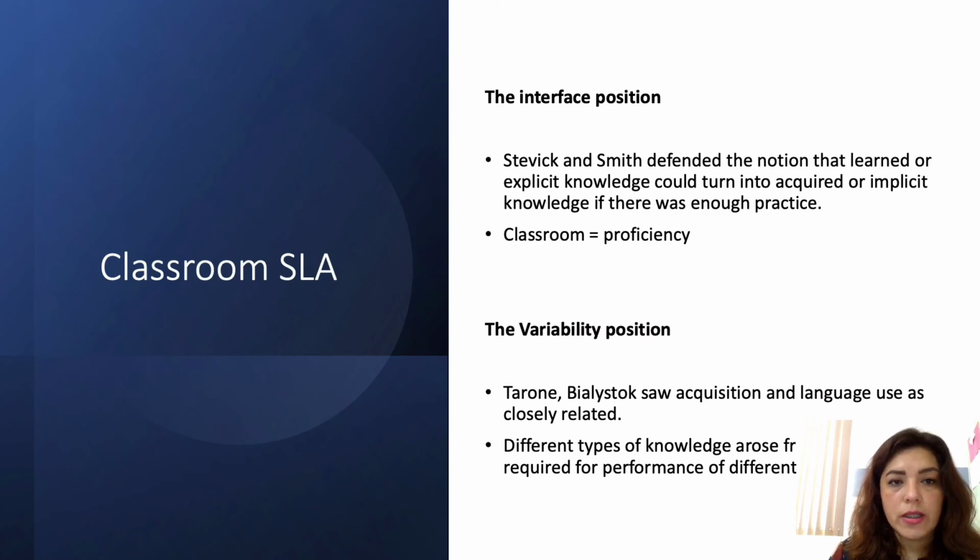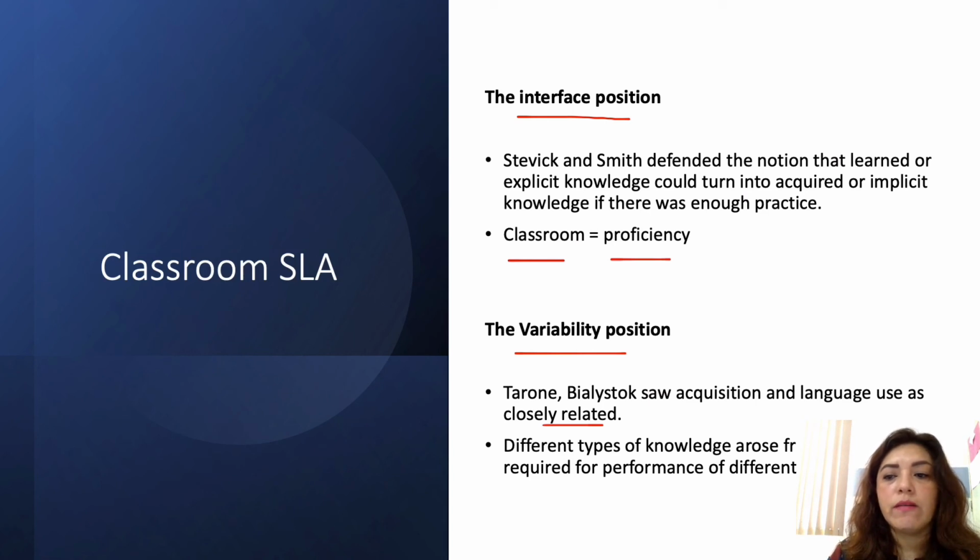The next position is the interface position. Stevick and Smith defend the notion that learned or explicit knowledge could turn into acquired or implicit knowledge if there was enough practice. For example, we practice in the classroom so we can get proficiency. The variability position: here Tarone and Bialystok saw acquisition and language use as closely related. Different types of knowledge arose from and are required for performance of different language tasks.